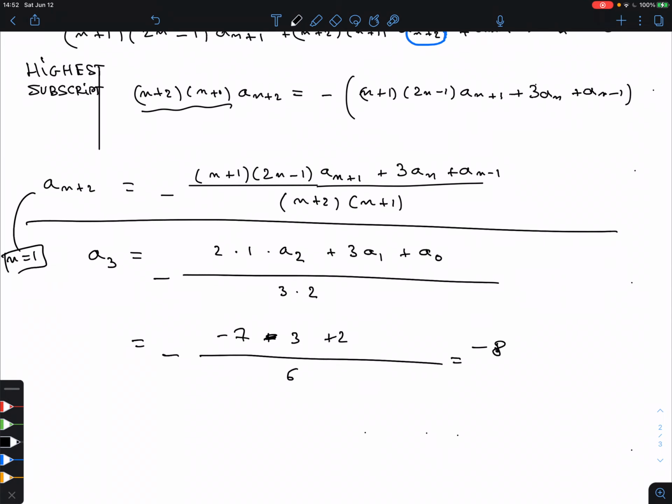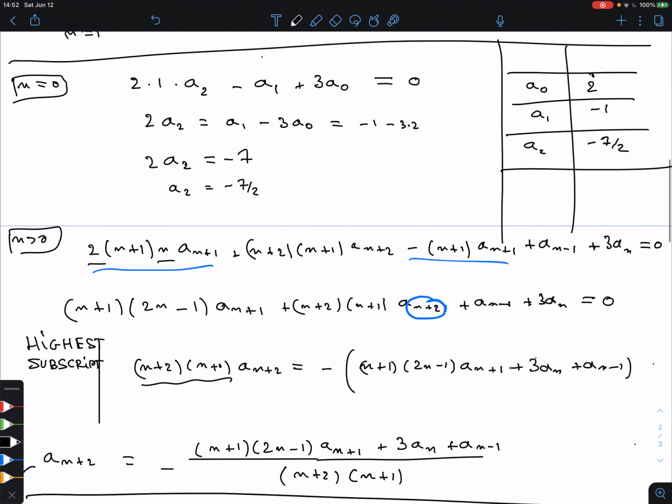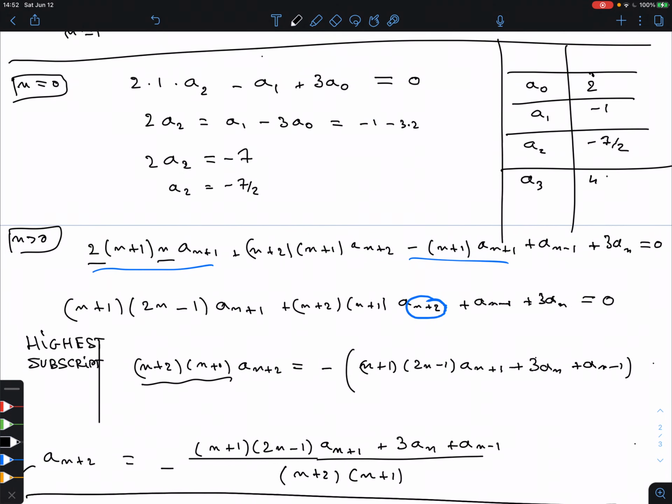I have to be very careful with my minus signs. We have a minus in front of the whole thing. And on top I get minus 10 plus 2, that's minus 8, and 6 in the bottom, so the minuses cancel, and I can simplify it to 4/3. So A3 is 4/3, and let's calculate A4.